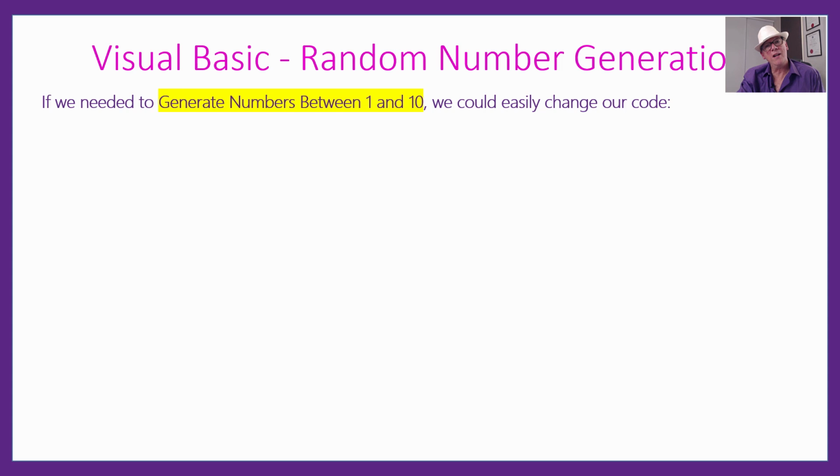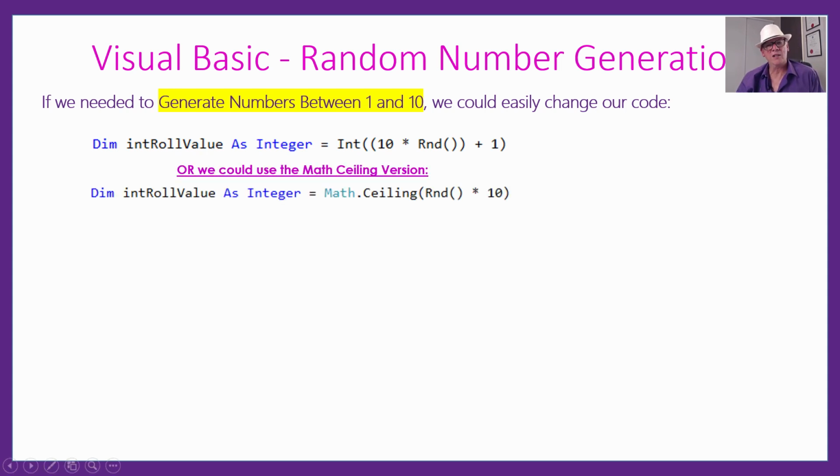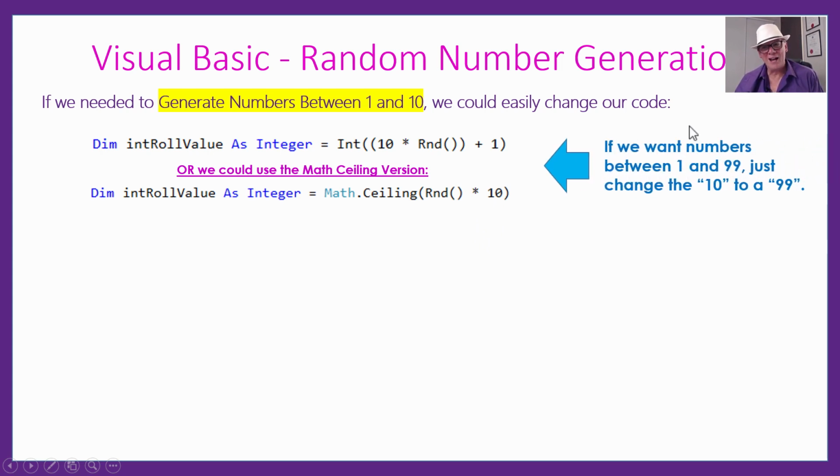Now, what happens if you wanted numbers between 1 and 10? Because you want to make a 1 to 10 guessing game for people. Well, all you have to do is change that previous code. Instead of having a 6 in here, just put a 10 in there because you want 1 to 10 this time. And if you like the math ceiling version, which is cleaner to read, instead of multiplying by 6 to get 1 to 6, you just multiply by 10 to get 1 to 10. And if you wanted 1 to 99, you just change this 10 here to a 99, and that would give you values between 1 and 99. And if you wanted 1 to 99 using the math ceiling version, just change that 10 to a 99.